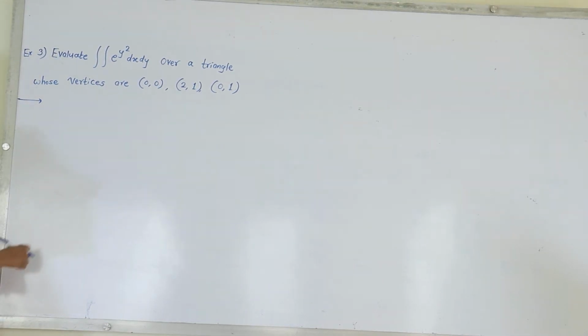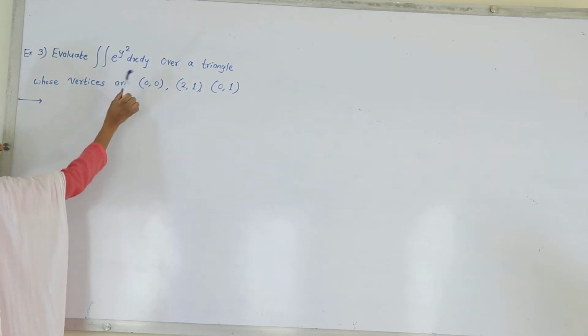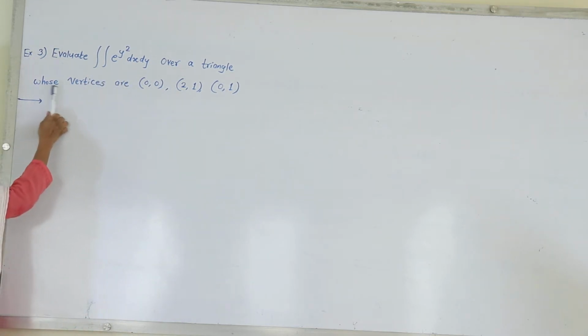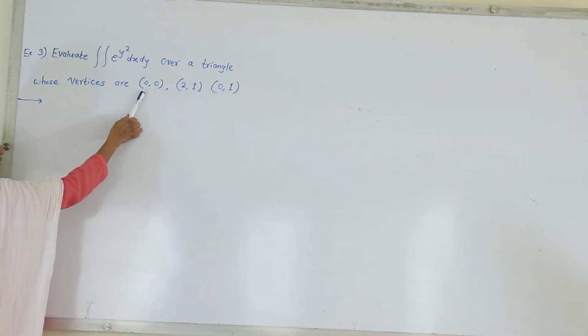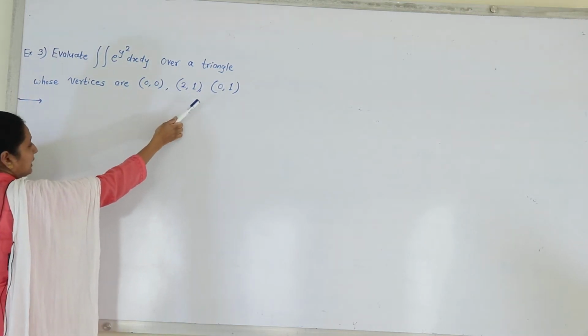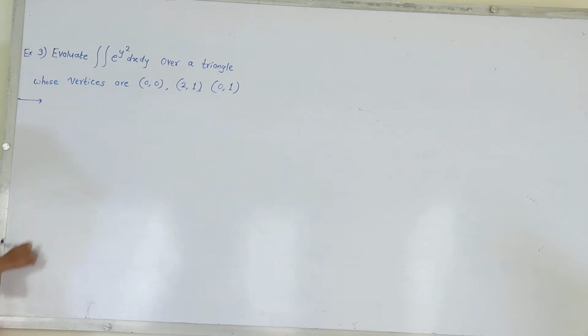Third example is evaluate the double integration of e raised to y square dx dy over a triangle whose vertices are (0, 0), (2, 1) and (0, 1). Now here equations are not given but the points are given. So first we have to find this region.